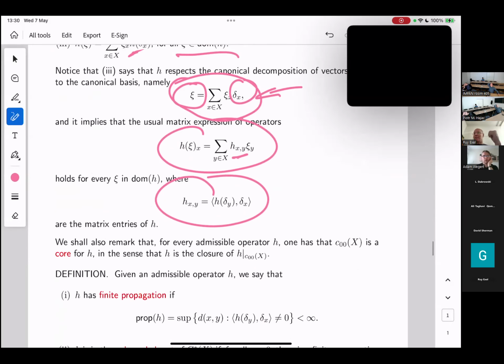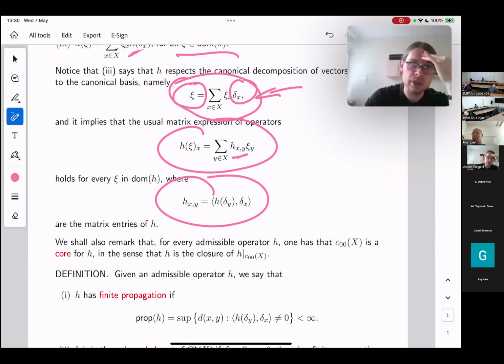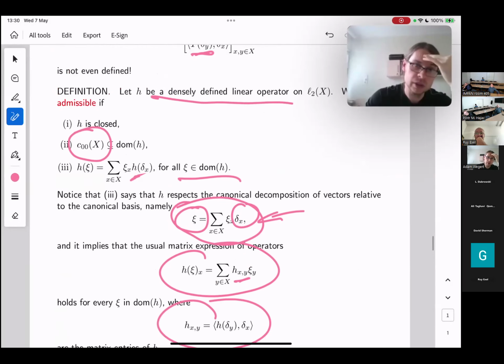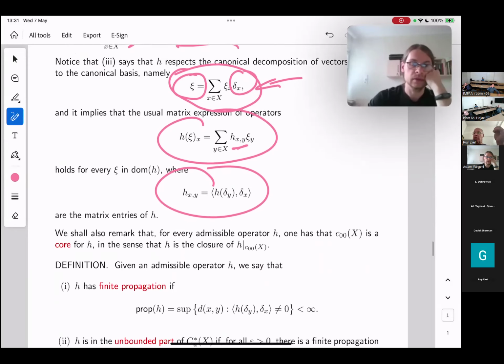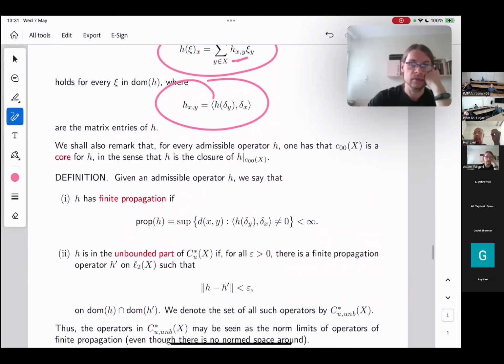And so the third condition should be understood as an equality in the Hilbert space. So the convergence on the right-hand side is convergence in L2. Am I right? Exactly. Okay. So this is all a very strong condition.